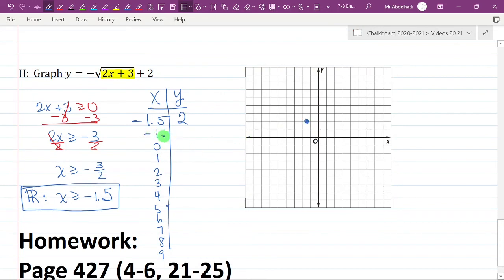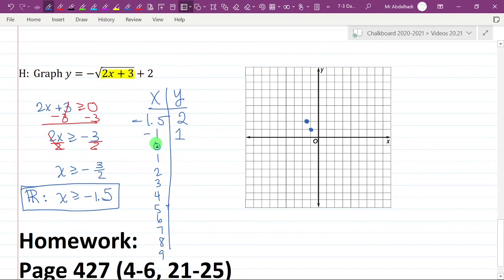Let's plug in -1. -1 here makes this a -2. -2 plus 3 is 1. Square root of 1 is still 1. Then you put that negative on it. It's -1 plus 2, which is 1. So I have 2 good lattice points here. Next one is -1, comma 1, which is here. Looks like it's going down. And that kind of makes sense because there's a negative here, right?